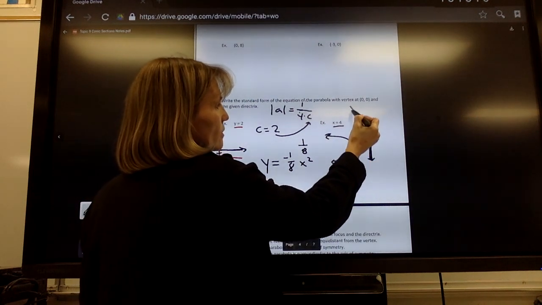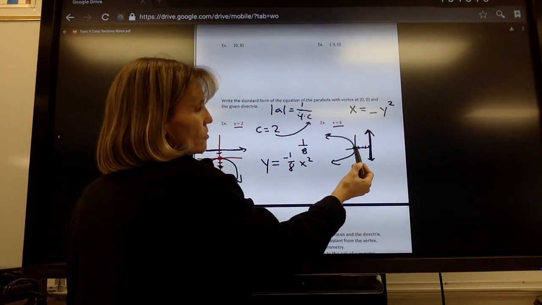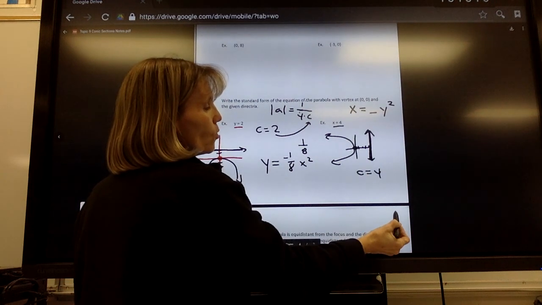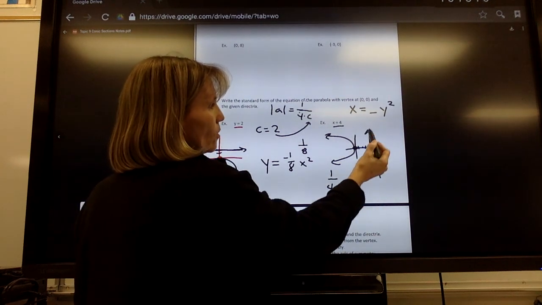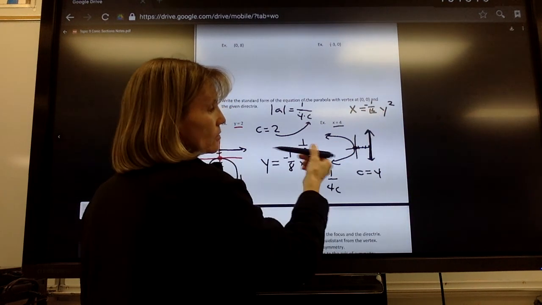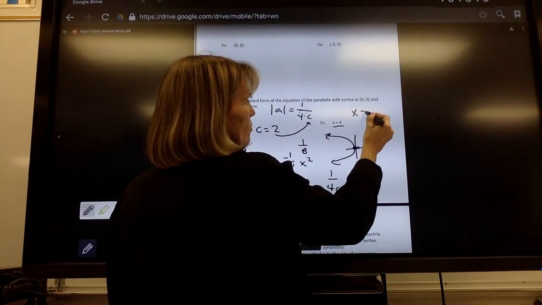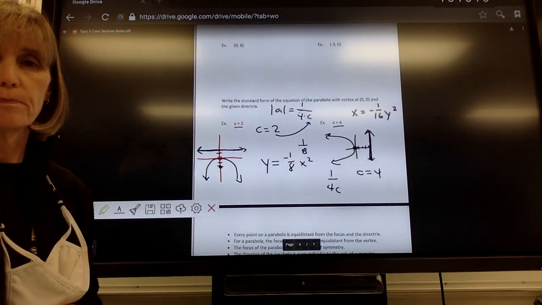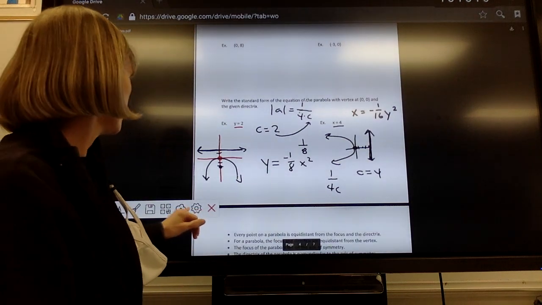Okay, so I'm going to have x equals some a value times y squared. Since the distance between the vertex and the directrix is 4 units, my c value is 4. So when I calculate that 1 over 4c, plugging 4 in here, I'm going to get 1/16. And it's going to be negative because it's going left. Okay, so my equation would be x equals negative 1/16 y squared. That would be my equation. Okay, so go ahead and sketch yourself a graph and see what happens there.